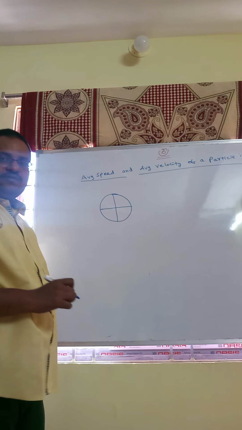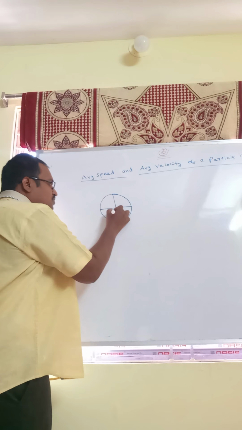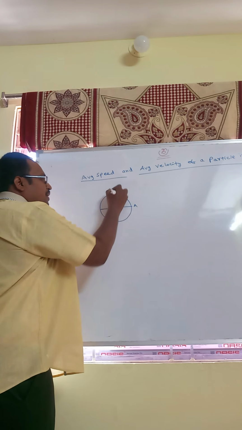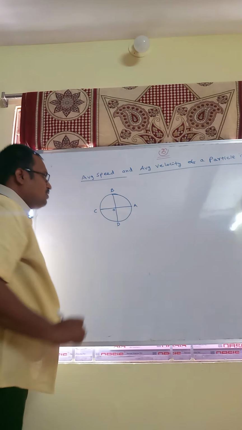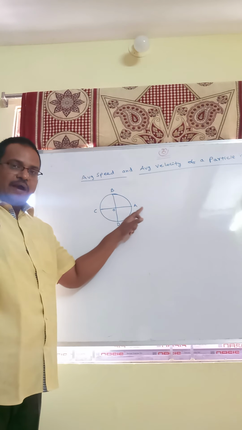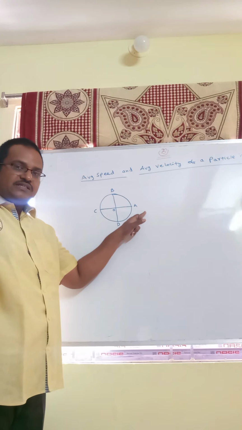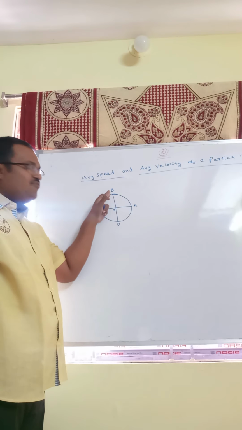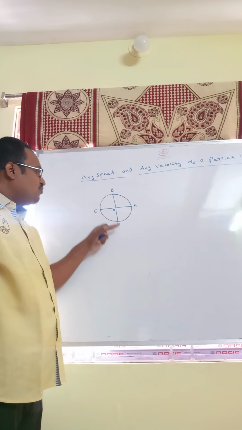maximum distance of 4a, because the particle moves from point O to A, B, C, D. From O to A, this is the maximum distance. The maximum distance of a particle in SHM is called amplitude. Similarly for O to B, O to C and O to D.